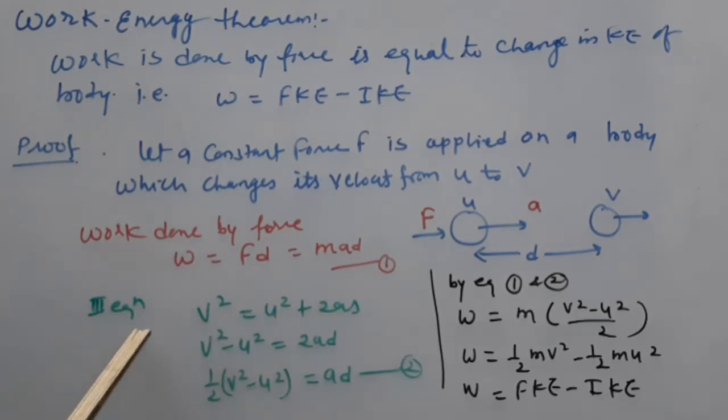Now use the third equation, v square is equal to u square plus 2as. Here v is final velocity, u is initial velocity, and in place of s we write d. Now solve it and find the value of ad, that is 1 by 2 (v square minus u square). Now write down the value of ad in equation number 1, and on solving we find W is equal to 1 by 2 mv square minus 1 by 2 mu square. This is work done equal to final kinetic energy minus initial kinetic energy. So this theorem is proved for constant force.